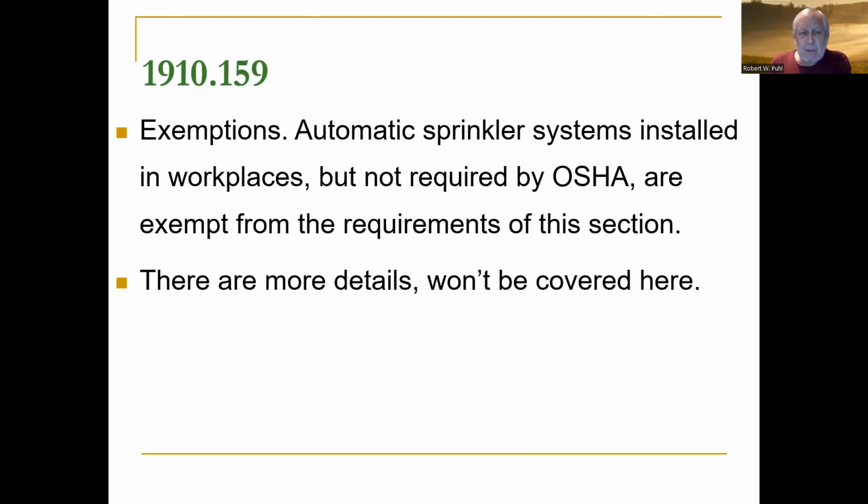Exemptions: automatic sprinkler systems installed in workplaces but not required by OSHA are exempt from the requirements of this section. So that's basically your automatic sprinkler systems like we have at Carl Albert or other buildings that cover the whole building. They're not required by OSHA to have those. So they're exempt from this section. So this section is just for sprinkler systems that are required by OSHA. And there are a lot more details in this. And again, I'm not going to cover all those details, but you need to know they're here.